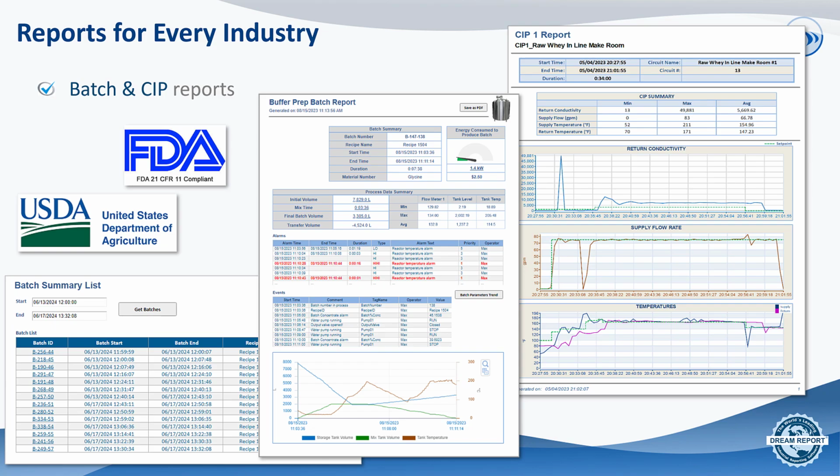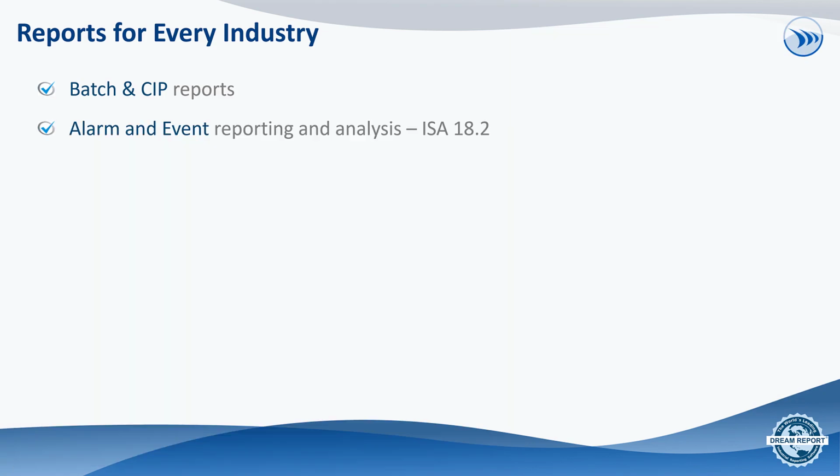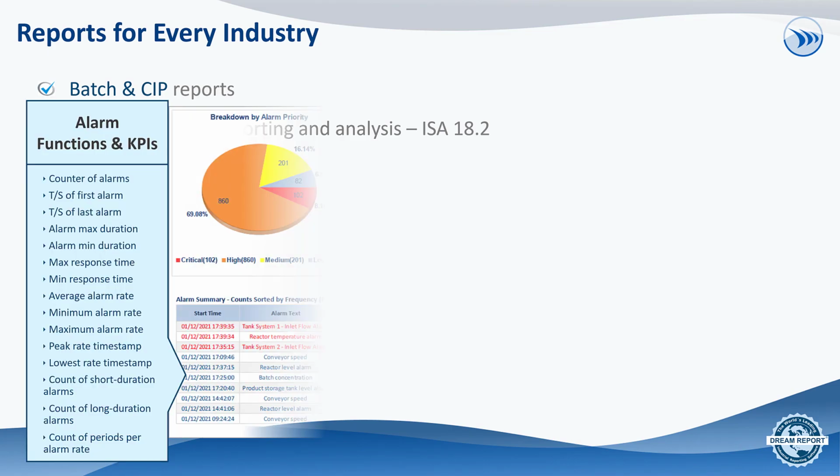Alarm and event reporting. If you're familiar with the ISA 18.2 standard, this is a very practical standard that lets you understand and make sense of all your alarm and event data with meaningful, actionable metrics. Dream Report supports all of those metrics. They're all available out of the box.